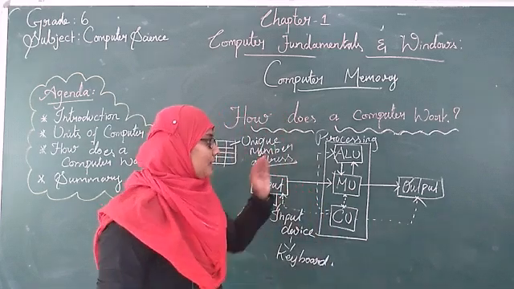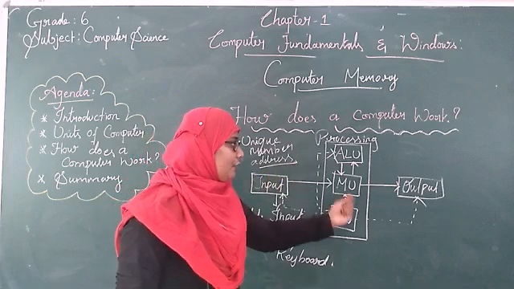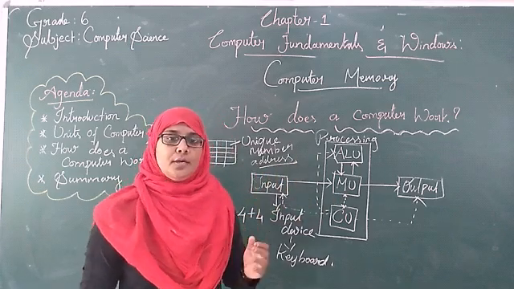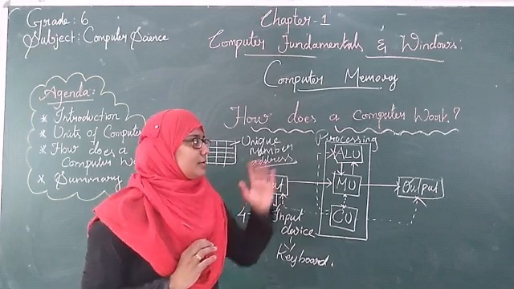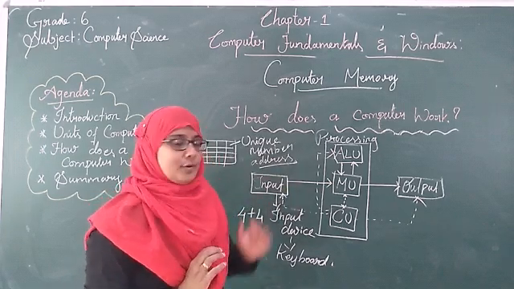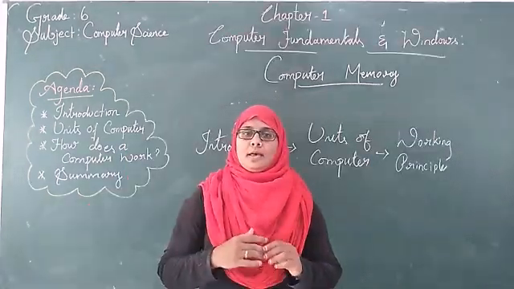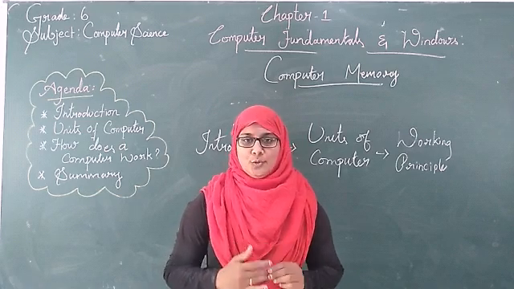Got it? Okay. So the control unit will give instructions to each and every unit of the computer to do the action. This is the working flow of a computer. I hope you understand the concepts. We'll move to the summary session. And now it's time to conclude.